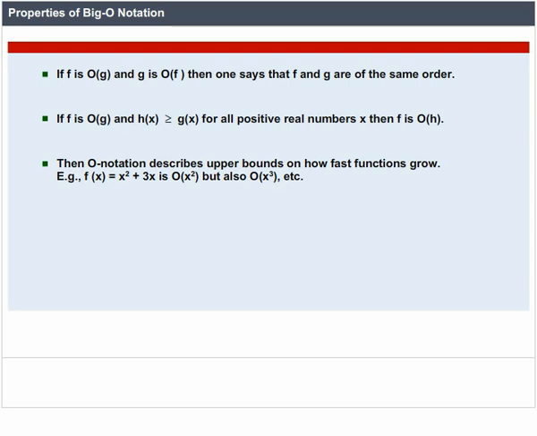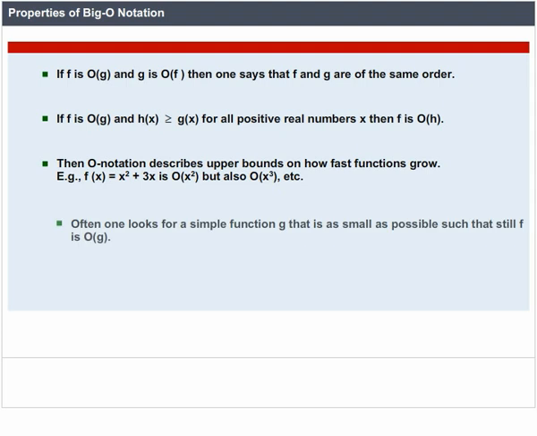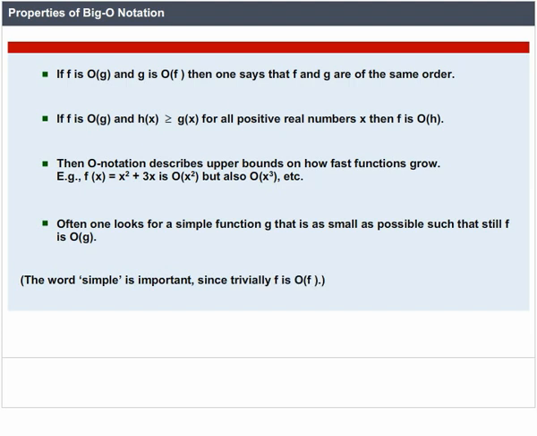Then O notation describes upper bounds on how fast functions grow. Example: f(x) equal to x squared plus 3x is order of x^2, but also order of x^3, etc. Often one looks for a simple function g that is as small as possible such that f is still order of g. The word simple is important since trivially f is order of f.